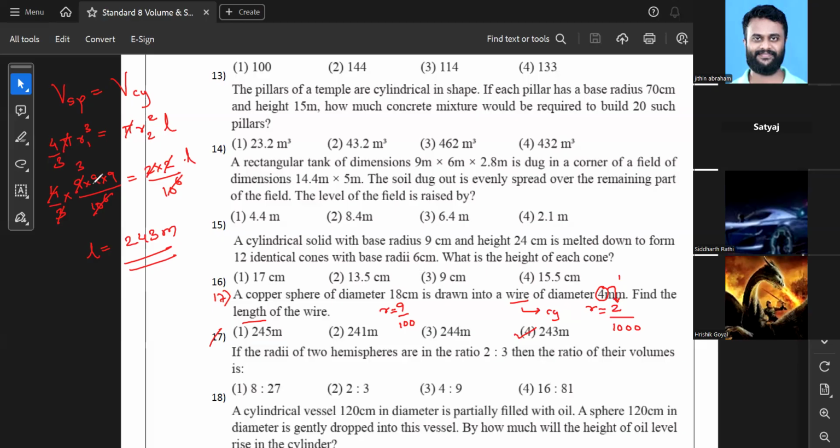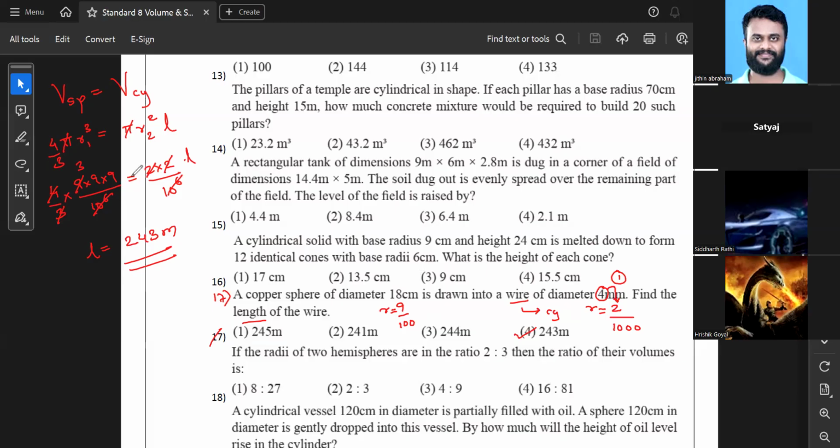Okay. So the formula is 4 by 3 pi r cube, and the 4 by 3 pi gets cancelled. This is radius cube. The radius is 9 upon 100. So cube means 9 into 9 into 9, and 100 has two zeros, of which the cube will have six zeros. So 10 raised to 6. This much is clear.